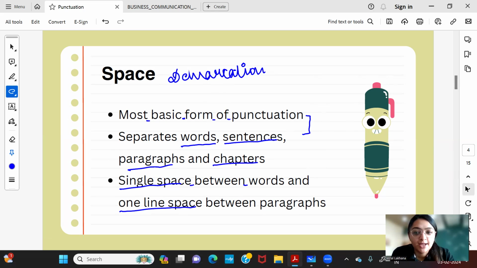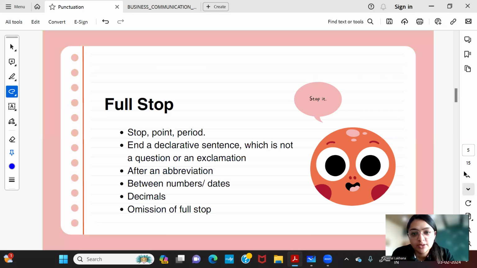Moving on to the next type of punctuation mark in the English language is the full stop. Full stop, as we all know, is also known as stop, point, or a period. These are the various terms that are used for full stop. So what exactly is the purpose of using a full stop in any given sentence? A full stop indicates the end of a sentence.